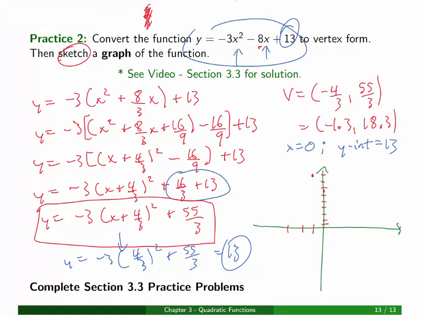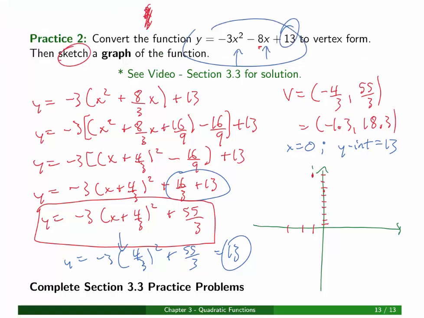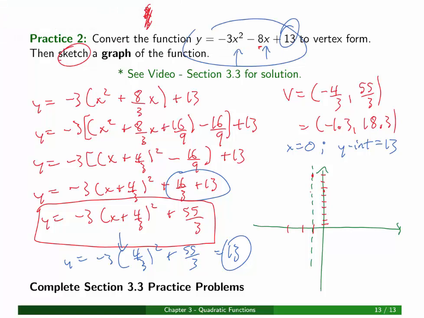Remember, that's where the axis of symmetry is. Therefore, we're just going to simply sketch it on the other side, and we are left with the following graph. And so that's it. So take a look at the practice problems, work hard, and ask me if you have any questions.